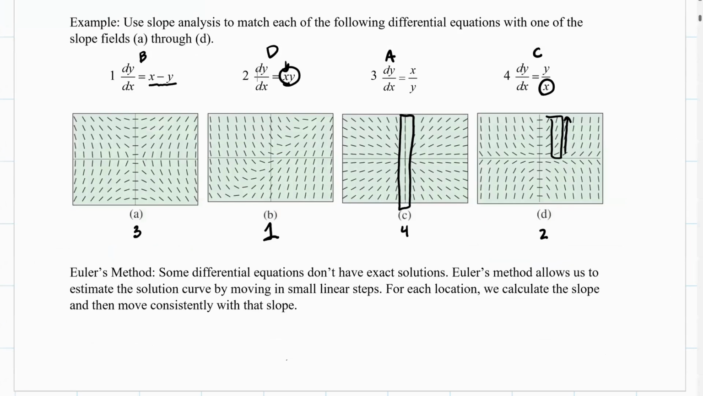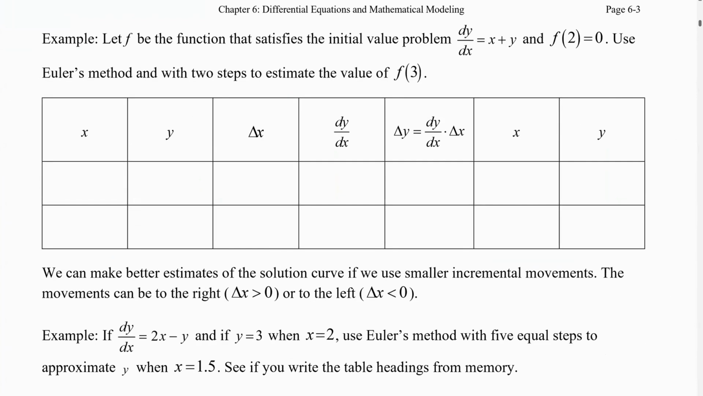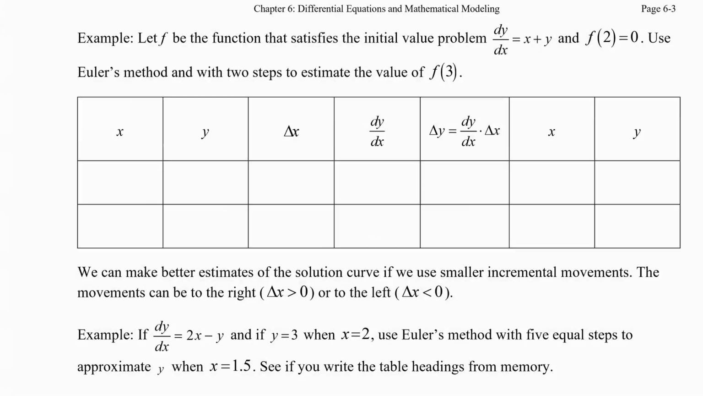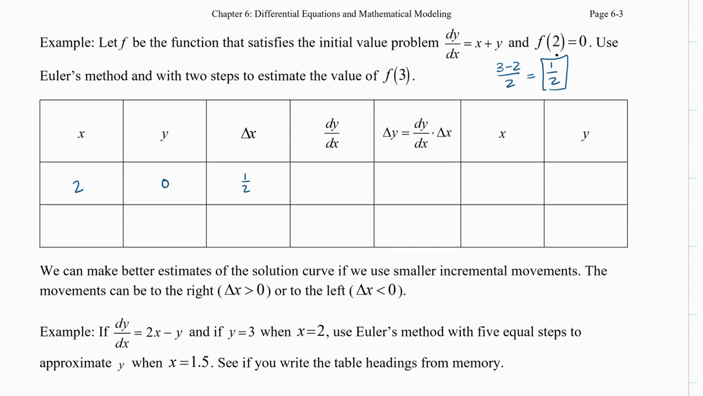Let's take a look at this using that differential equation x plus y and the starting point 2 comma 0. We are going to go from x equals 2 to x equals 3, and we're going to do so in 2 jumps. So we're going to go from 2 to 3 in 2 jumps, which means each jump is going to be 1/2 wide. We're going to start at 2, and we're going to get bigger. The delta x is going to get bigger by 1/2.